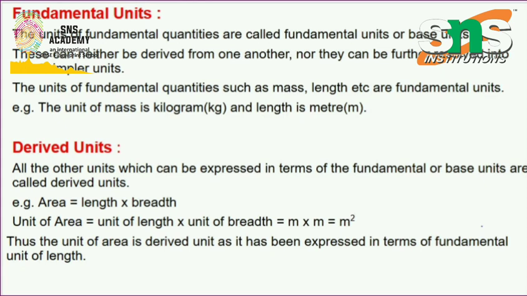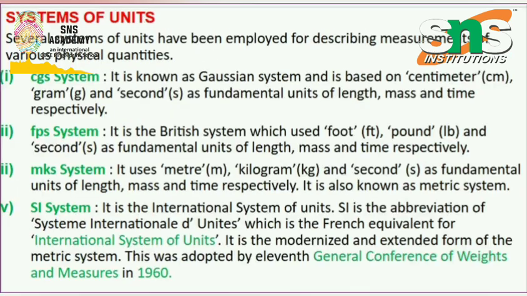The next topic will be system of units. There are several systems of units to be discussed in this chapter. The first one is CGS unit. CGS stands for centimeter gram second. It is known as Gaussian system, and it is a fundamental unit only. C stands for centimeter, which comes under the category of length, G for gram, which means mass, and S for second, which comes under time.